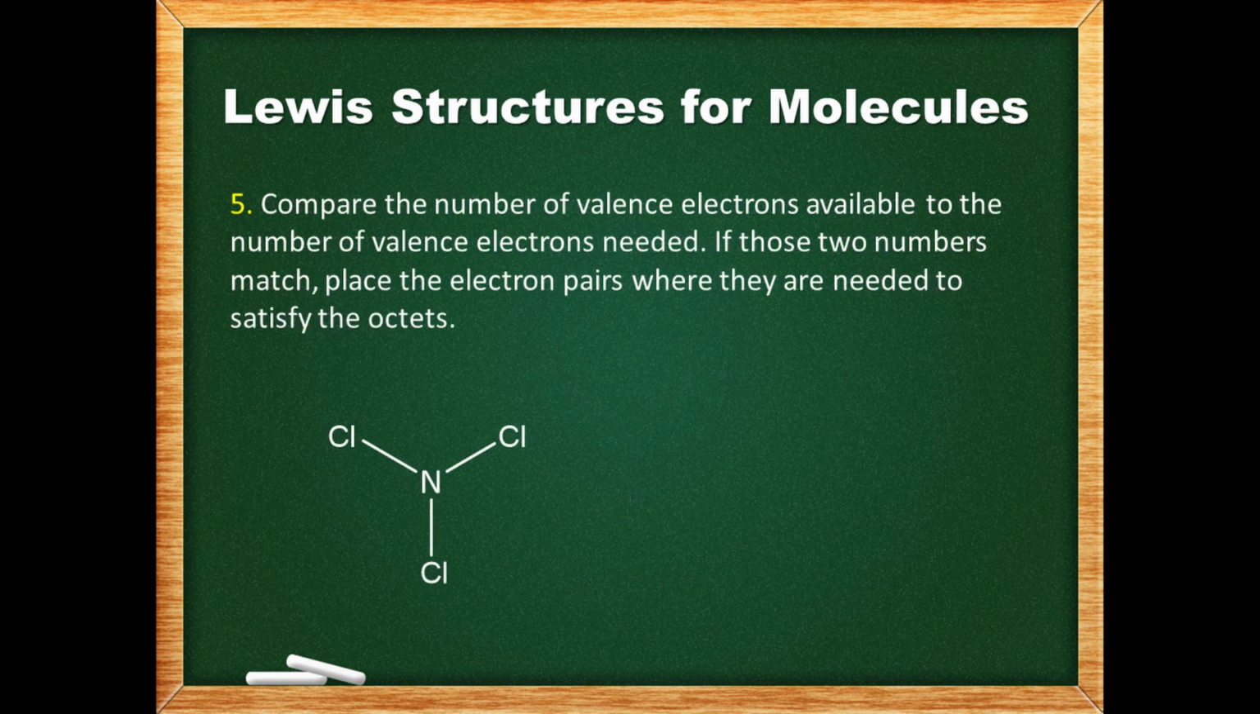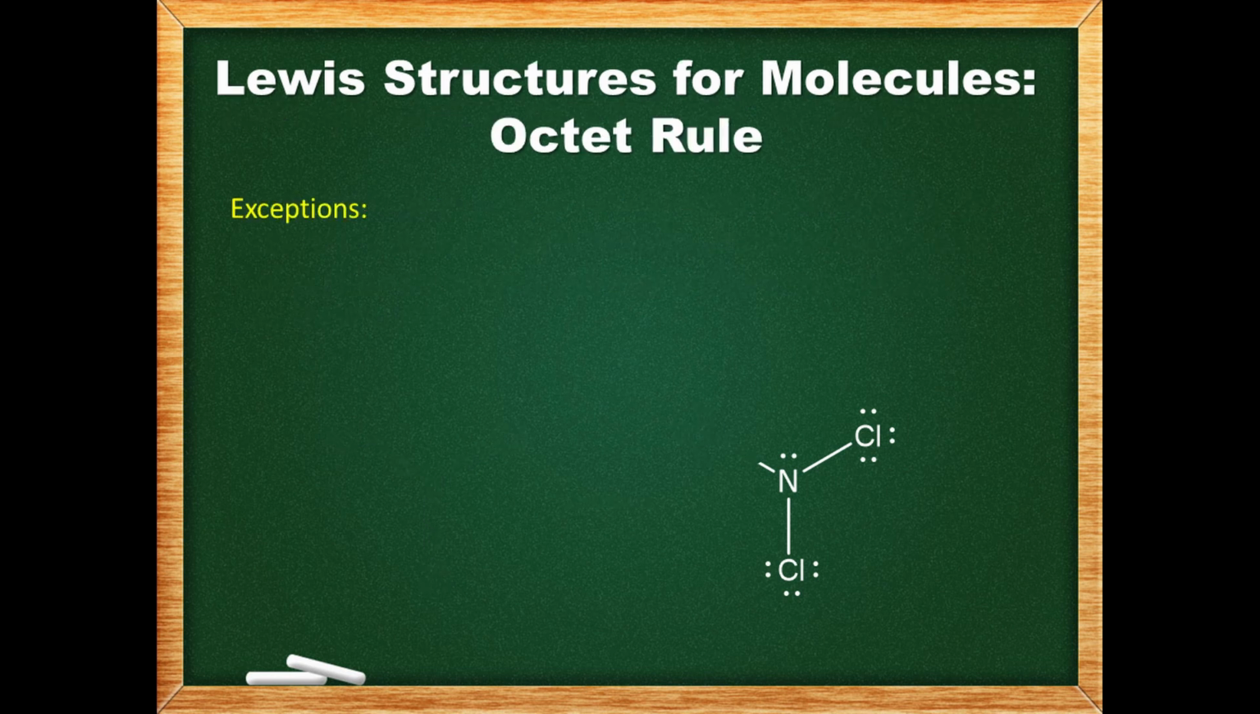Step 5 is to compare the number of valence electrons available to the number of valence electrons needed. If those two numbers match, we will place the electron pairs where they are needed to satisfy the octets. Fortunately, our two numbers were both 20, so they matched, and we can place the valence electrons, starting with the ones on the chlorine atoms and then the ones on the nitrogen. Now's a good time to take a closer look at the octet rule because there are some exceptions to be aware of.